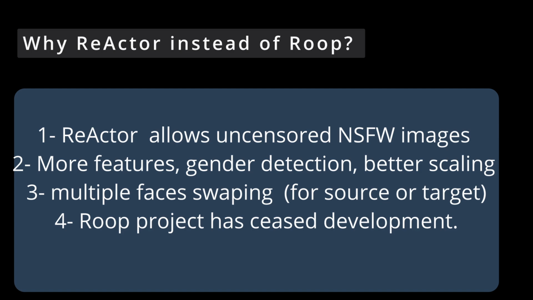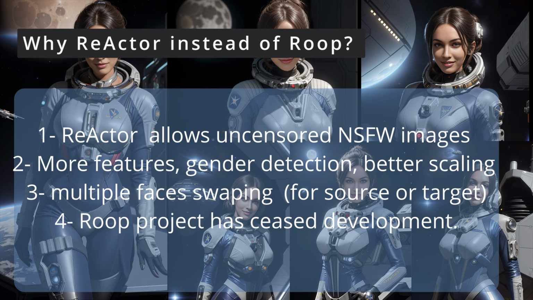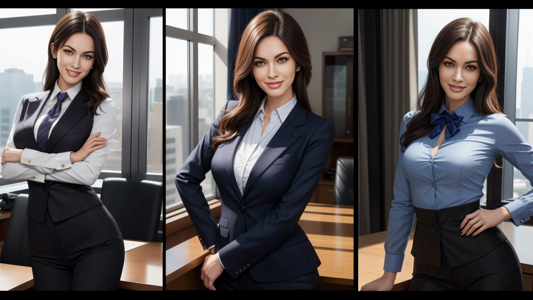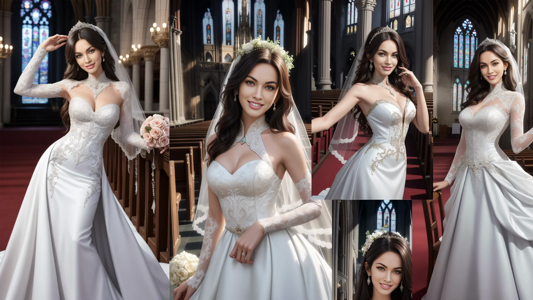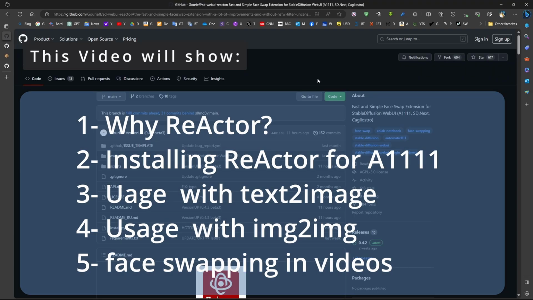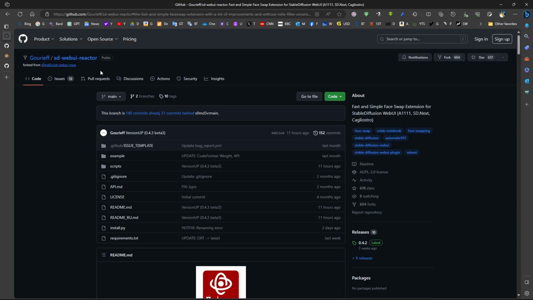First of all, ReActor allows us to create uncensored NSFW images, unlike the original Roop extension. It has more features: gender detection, better scaling, and it allows using multiple faces in source images to swap multiple faces in target images as well. Not to mention that the Roop project has ceased development. So ReActor is a better replacement now for Roop.